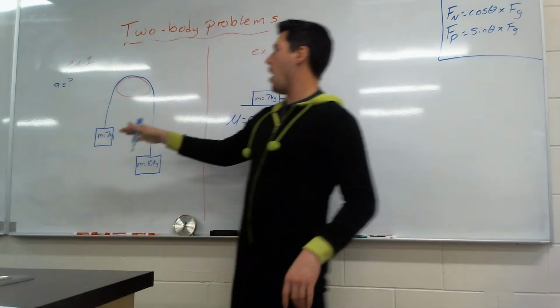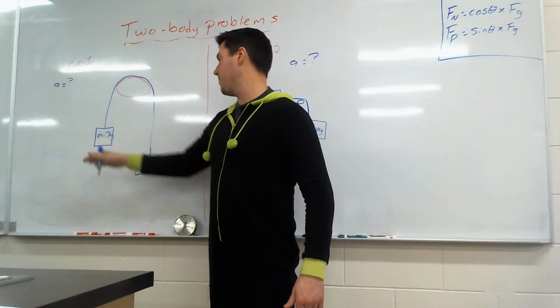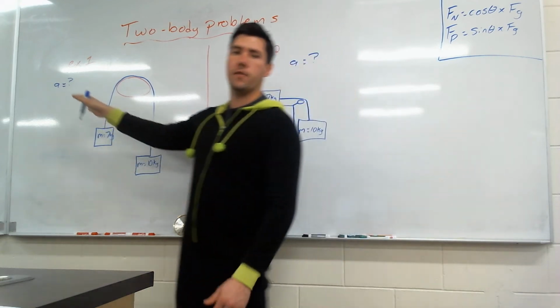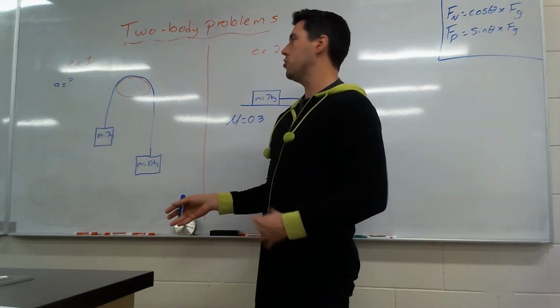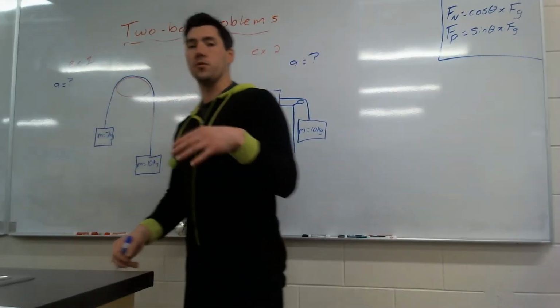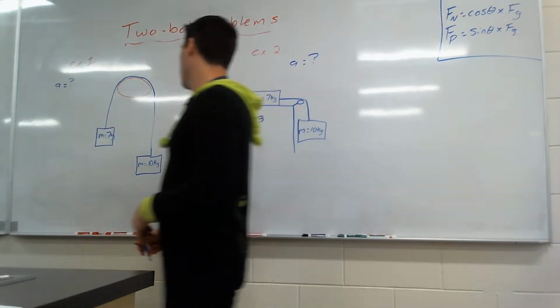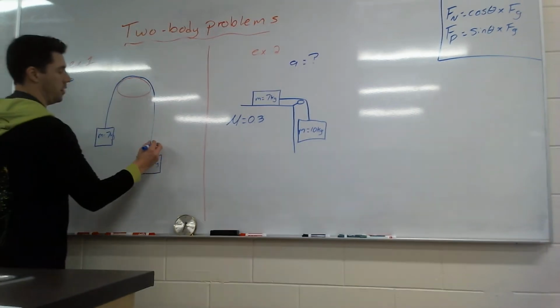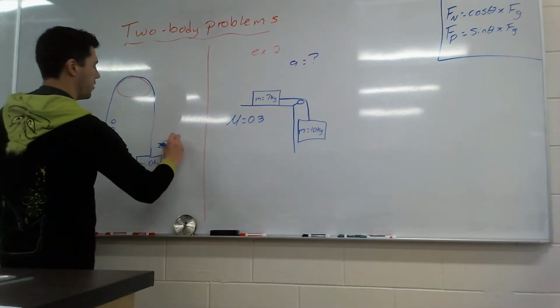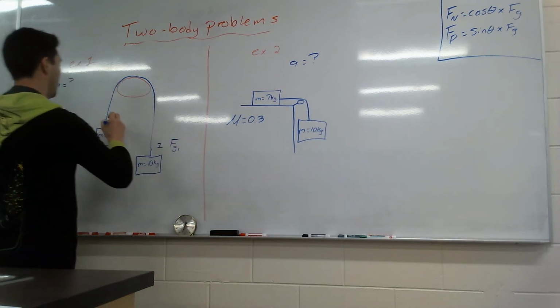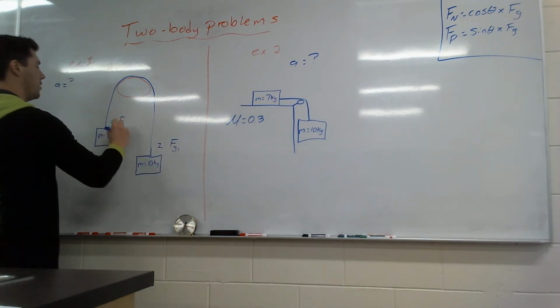We have a mass of 7 kilograms here, a mass of 10 kilograms, and all we're trying to figure out is our acceleration. So I like to put down object 1, object 2 on these things. That way we can find force of gravity 1, force of gravity 2. So let's find the force of gravity 1, and force of gravity 2.